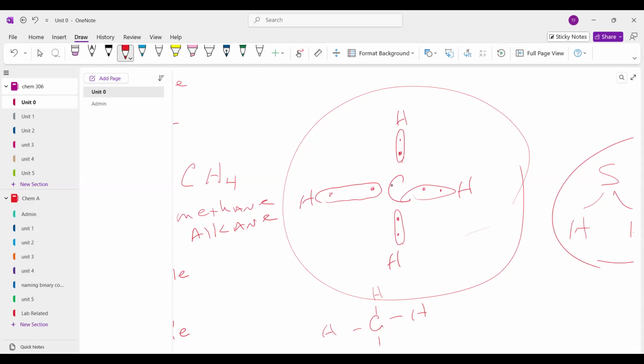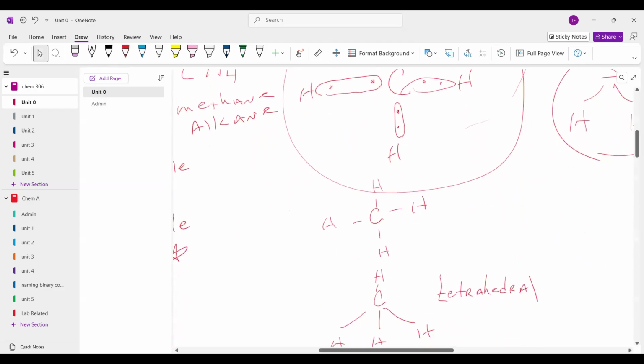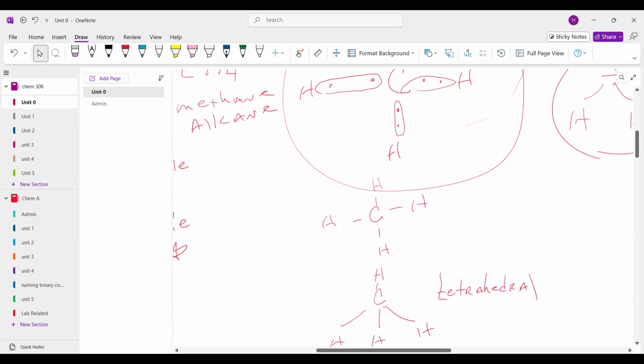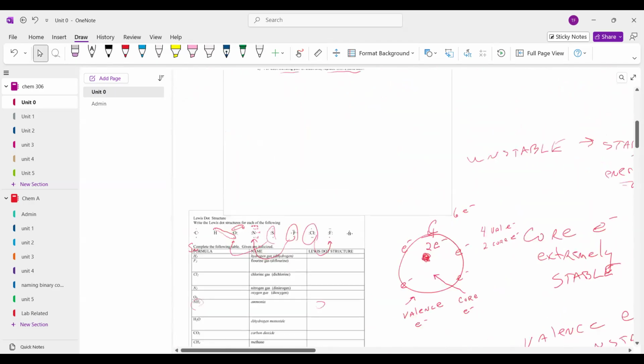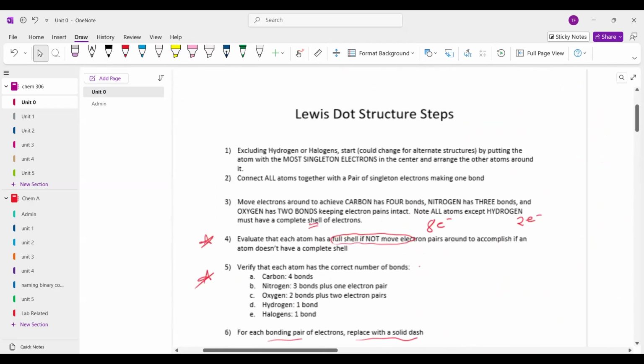Okay, the next question is, are there any singletons left over that are not bonded? Because again, they're very unstable. No singletons. So what we do next is draw lines to represent those bonds. So this is what methane looks like. And if you remember from 305, it's not flat, it forms a tetrahedral. Okay? And that's what these rules say.